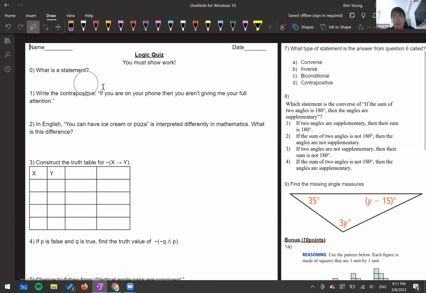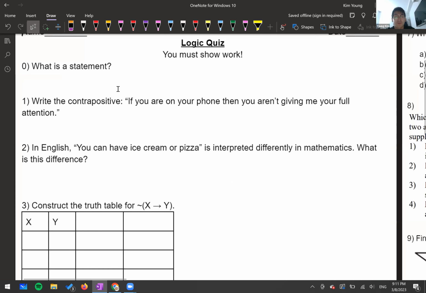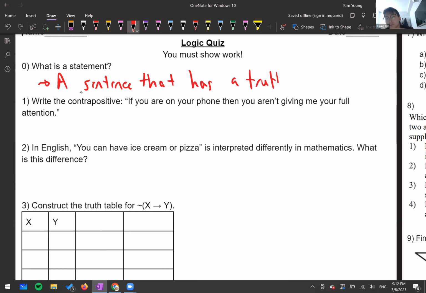This is more of a definition question. You can Google this, but what I was looking for in this answer is a sentence that has a truth value. For example, if you said "uga," that is not a mathematical statement because this is not a sentence. It doesn't have a truth value.